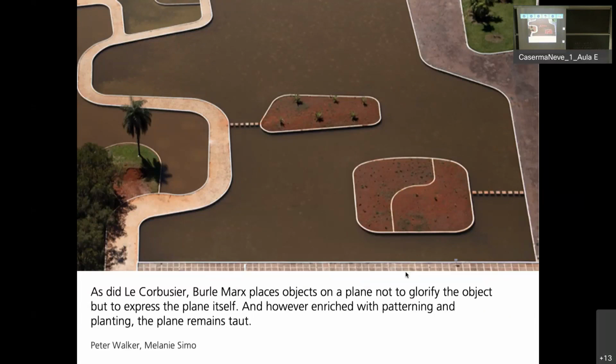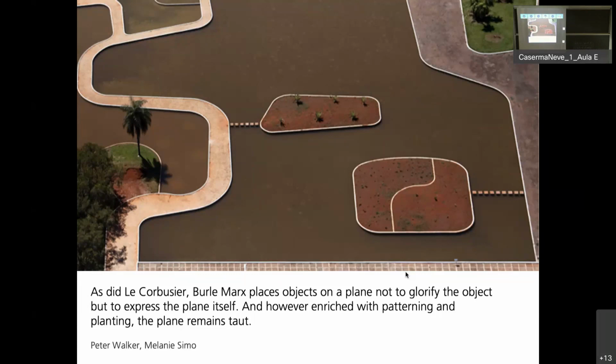Walker and Simo say that, as did Le Corbusier, Burle Marx places objects on a plane, not to glorify the object, but to express the plane itself. And however enriched with patterning and planting, the plane remains out, in tension.